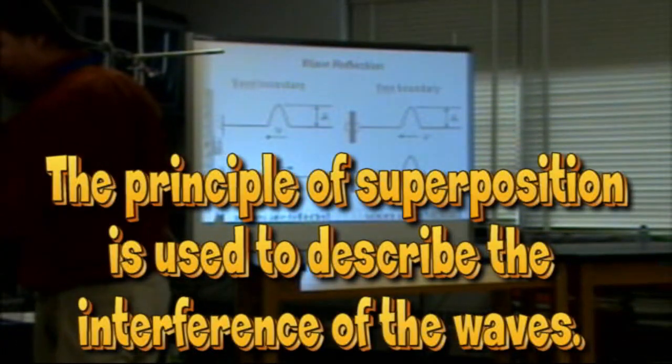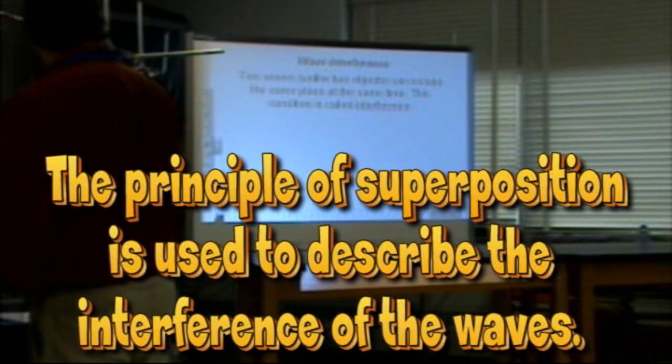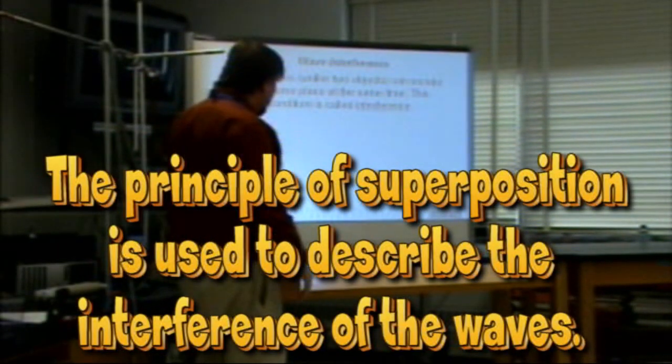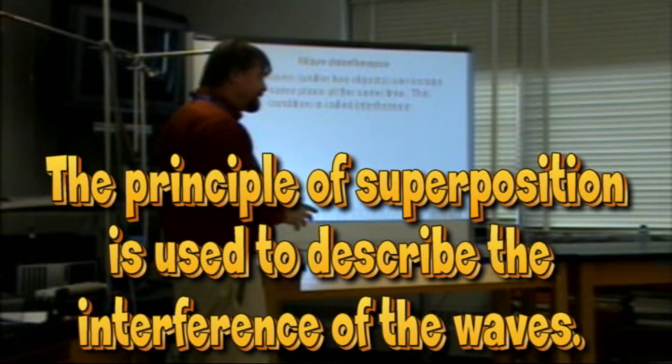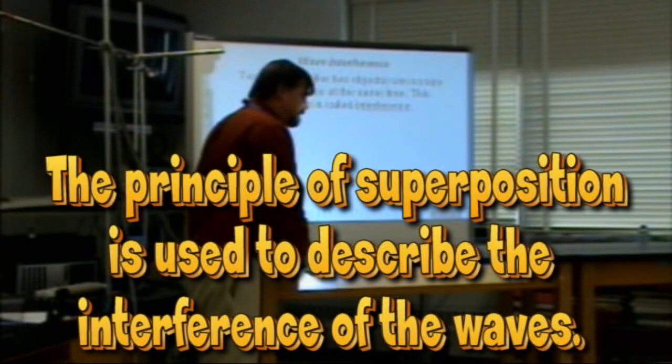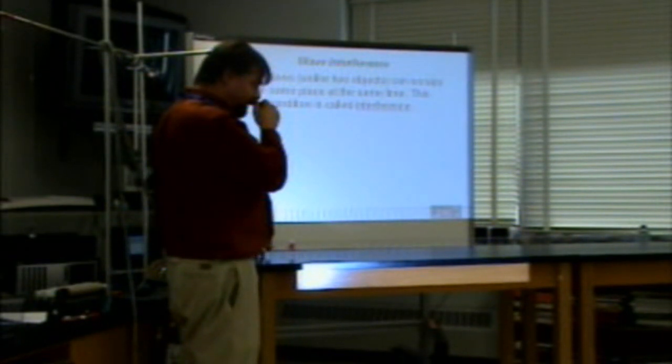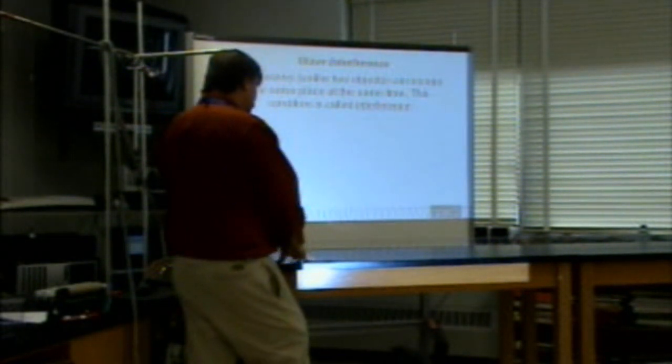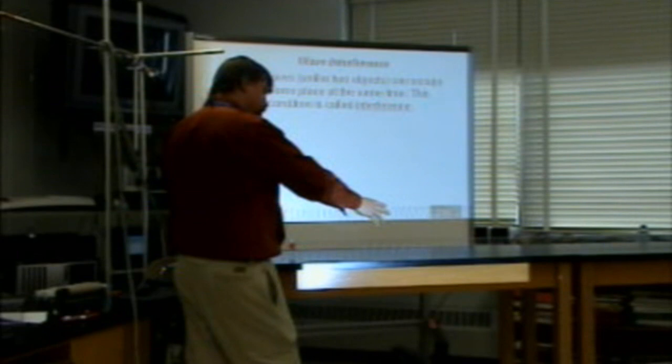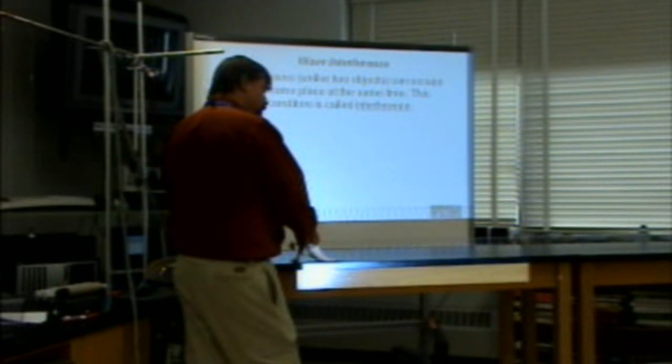Now what we're going to do is look at what's called interference. This is when two waves occupy the same space at the same time. It's called interference when this happens. They'll just rebound off each other and come back, won't they?